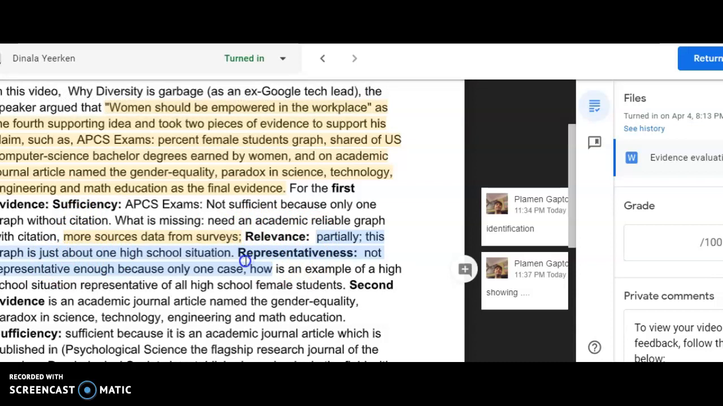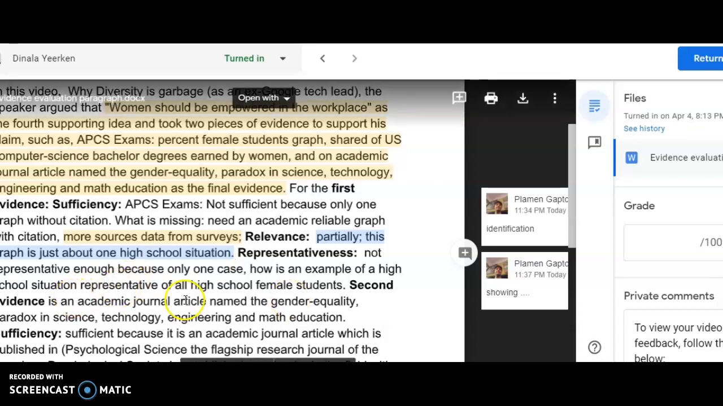Relevant is partially because it's from one school situation. Okay, so I mean, I guess you can say this, but I would just attack the link between the evidence and the idea, right? For representativeness, it's not representative because there's only one case.